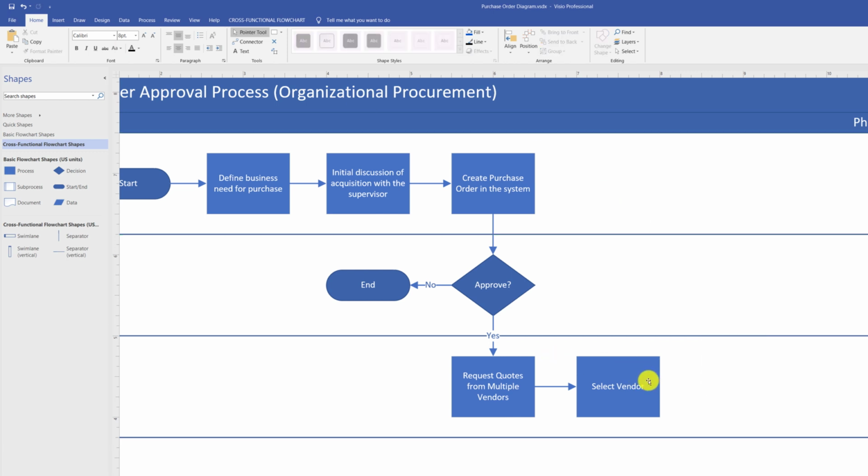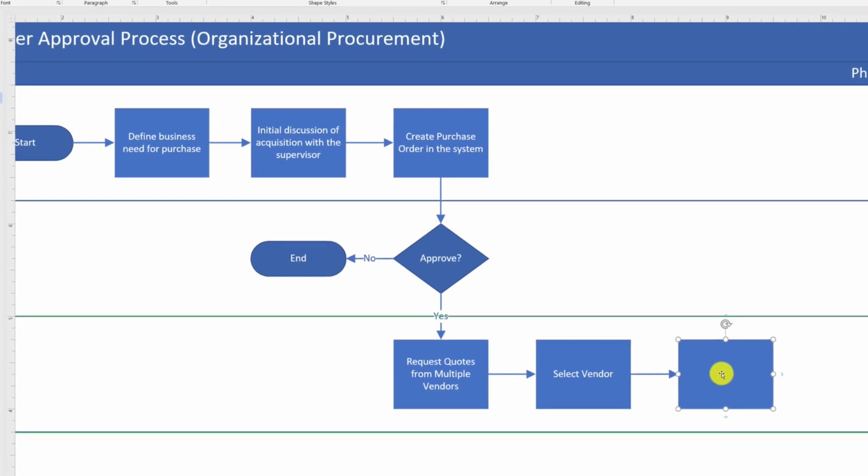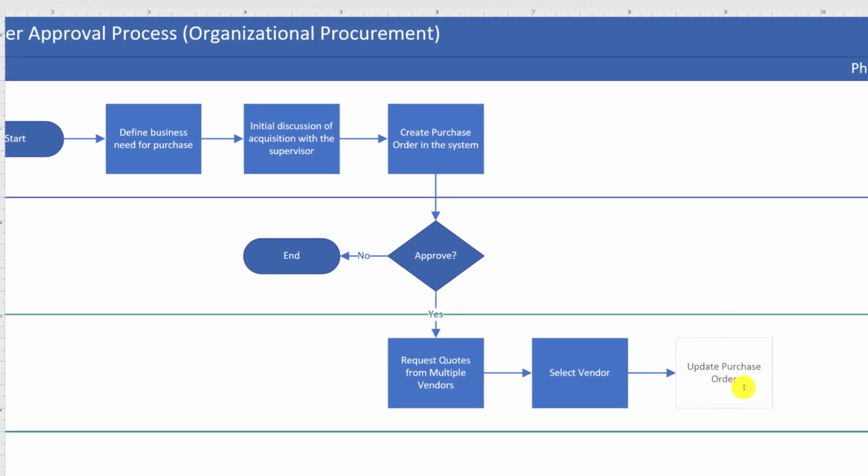Once the vendor is selected, the procurement department is also responsible to update the original order with how they've made a decision and which vendors they have contacted.